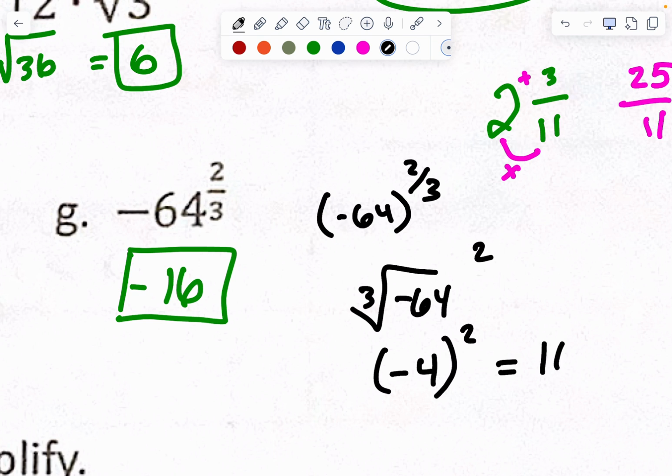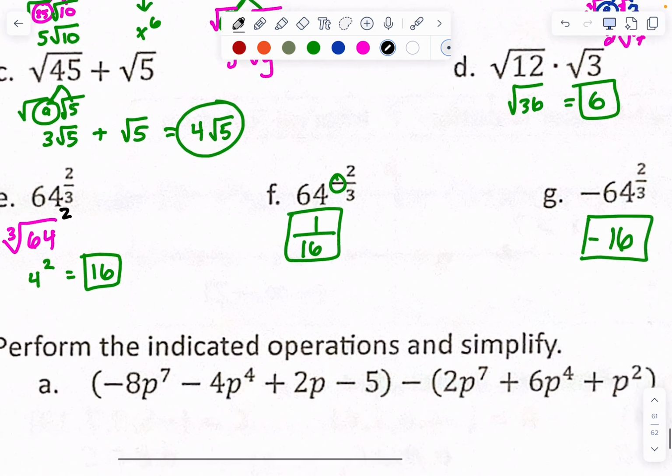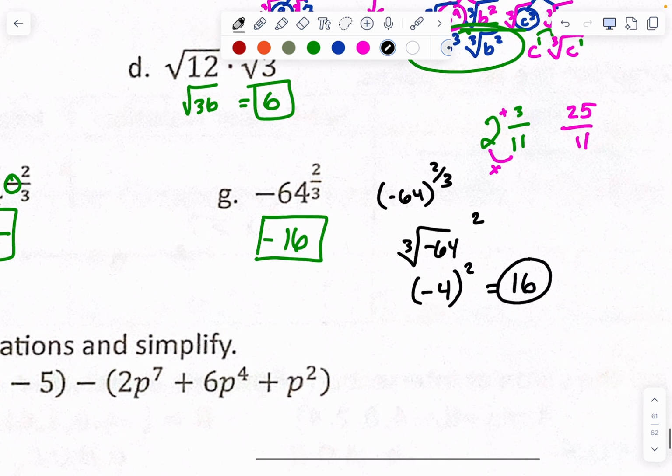This would be positive 16, because you will end up eventually squaring that negative, because the negative's inside parentheses. And so that will be positive 16. So this guy versus this guy: the negative stays. This guy, you're going to square the negative so it'll become positive. So maybe add it onto the side over there, because that's another good example. Okay? Wait, can you go back to E? Wasn't E 16? You forgot the one. Okay? Missed it.